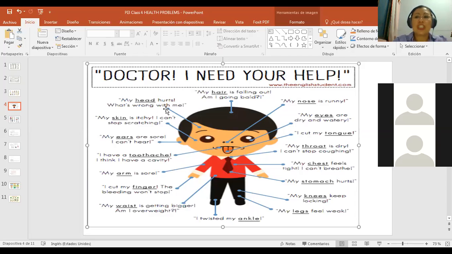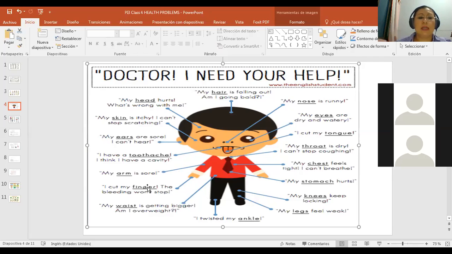My skin is itchy. Ooh, I cannot stand it itching. I can't stop scratching. Scratching is the action. When my skin is itchy, I'm scratching, right? My ears are sore, I cannot hear. I have a toothache. I think I have a cavity. Cavity es una carie, ¿verdad? My arm is sore, me duele, está lastimado.